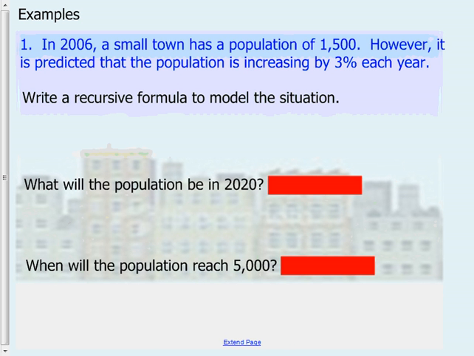So this example is saying, in 2006, in a small town of population of 1,500, it is predicted that the population is increasing 3% per year. So we're going to write a recursive formula to model a situation. Then we're going to find out what the population will be in 2020 and when the population will reach 5,000.